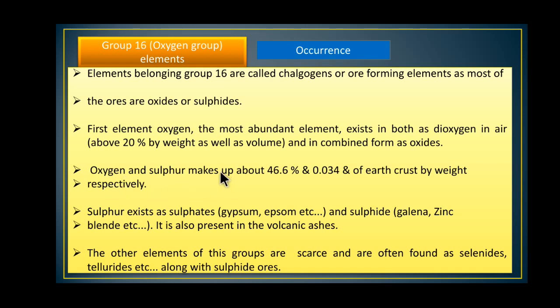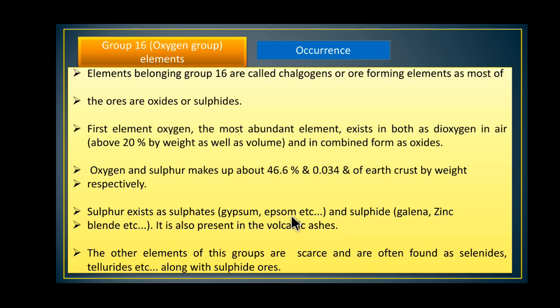Oxygen and sulfur make up about 46.6% and 0.034% of the earth's crust by weight respectively. Sulfur exists as sulfates like gypsum and Epsom salt. What is gypsum? It is hydrated calcium sulfate. Just note the molecular formula: CaSO4.2H2O. Is it clear? CaSO4, calcium sulfate, dot 2H2O is gypsum.